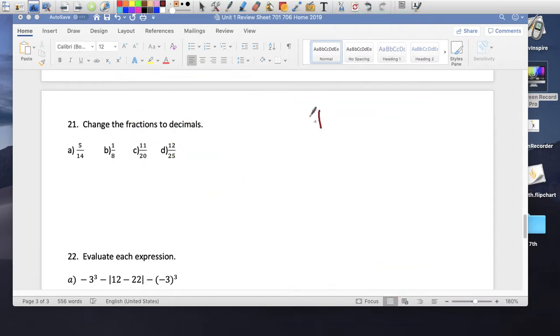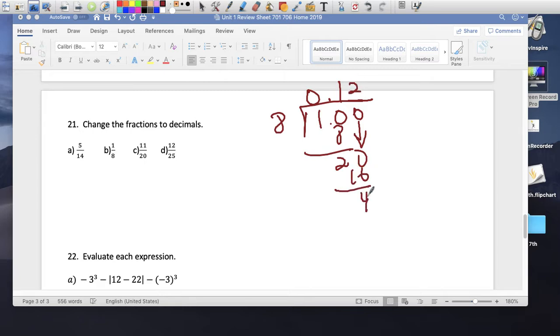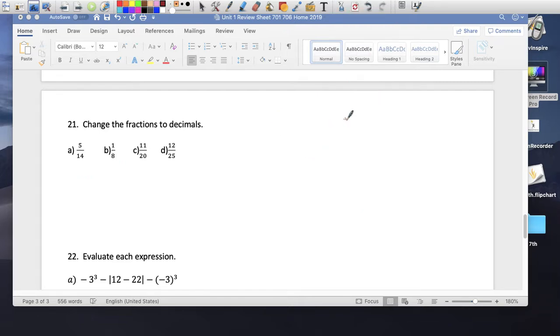1b, sorry. So 1 over 8 is 1 divided by 8. Again, it doesn't go into 1, so that's added 0. It goes into 10 one time, 2 left over, 20. 8 goes into 20 2 times, which is 16. 4 left over, and another 0 down, and 8 goes into 40 5 times. So this one's nice and easy. 0.125 for letter B.